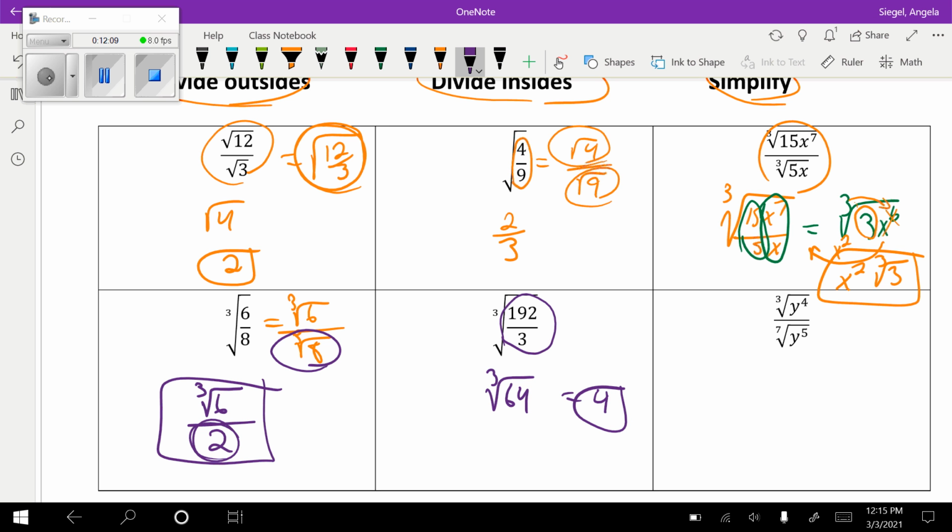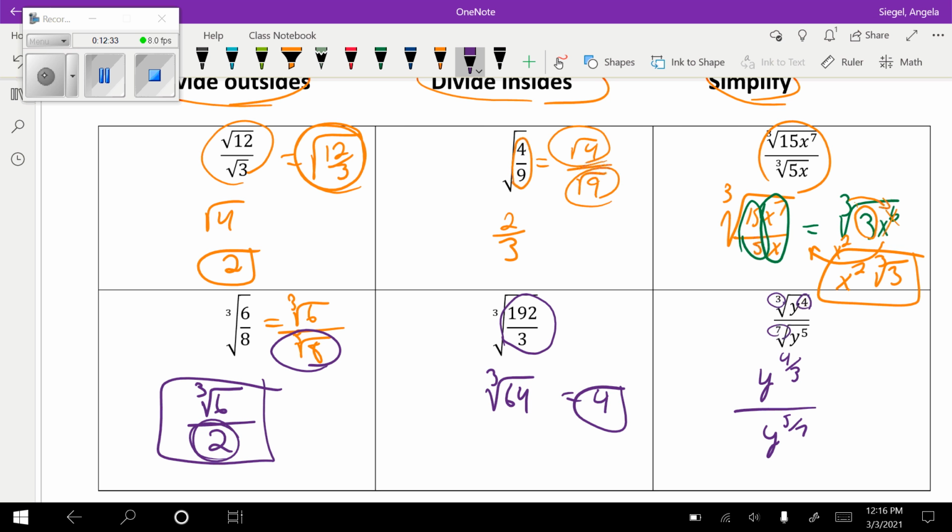Notice how this has different roots. So I don't like it like that. So I think what I'm going to have to do is put it in terms of a rational exponent. So I have y to the 4/3 power over y to the 5/7 power.